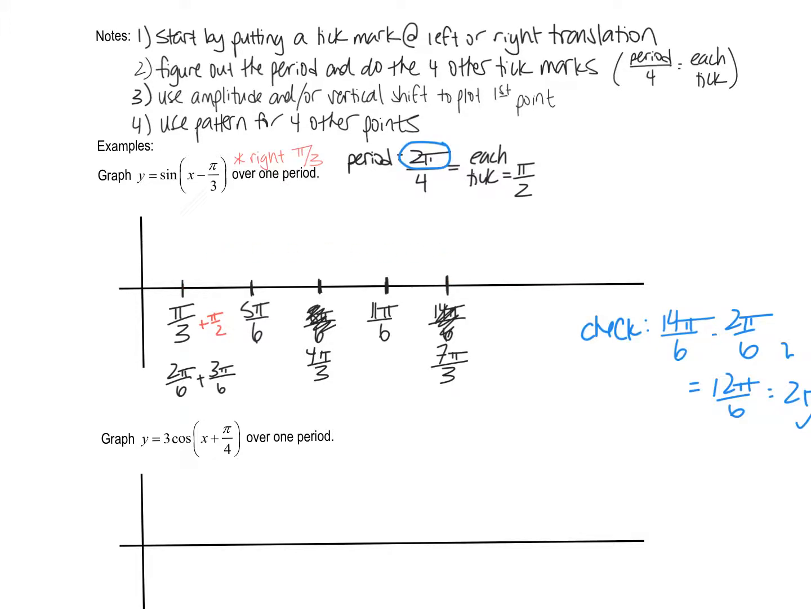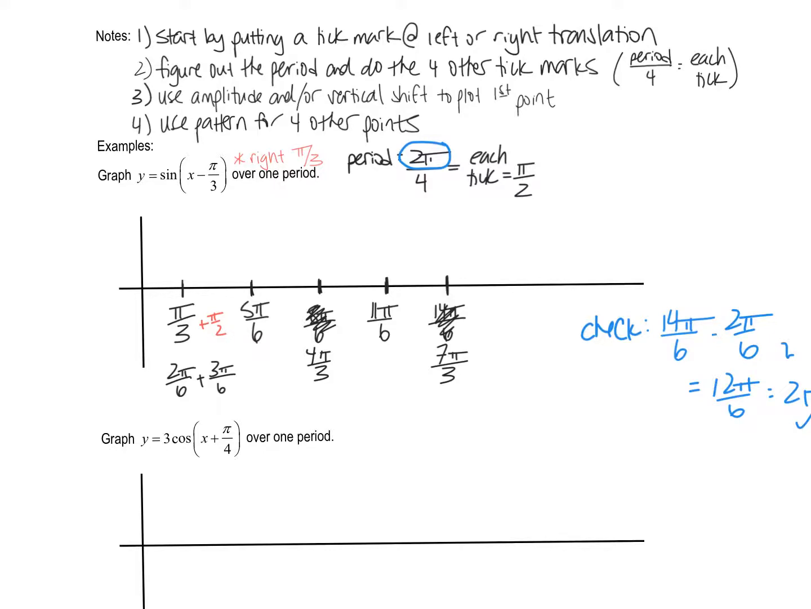In order to figure out what each tick mark was, I took my period and divided by 4, and that gives me pi over 2. So I had to add pi over 2 each time to label all of these. And just to check to make sure that I did that correctly, I took my last tick mark and subtracted my first tick mark and made sure that it equaled 2 pi, which was what the period is supposed to be to begin with.